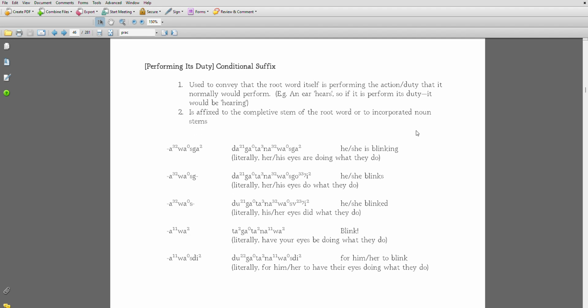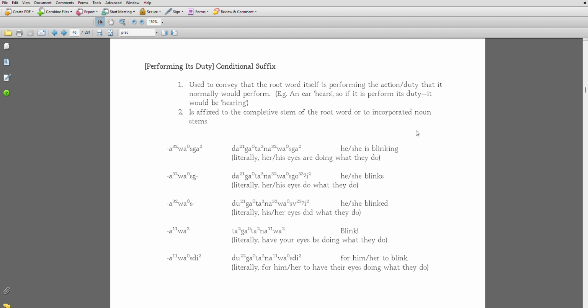Performing its duty. Used to convey that the root word itself is performing the action or duty that it normally would perform. So for an example, an ear hears, so if it is performing its duty, it would be hearing. It is affixed to the completive stem of the root word or to an incorporated noun stem.